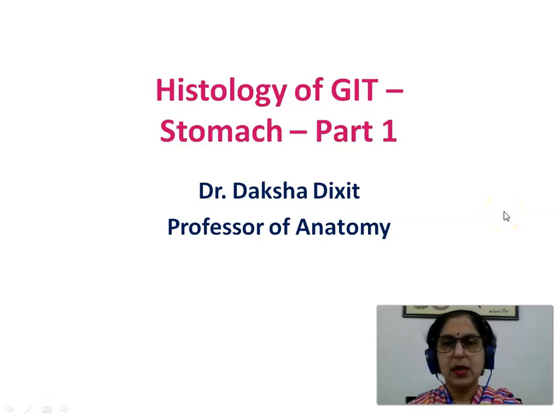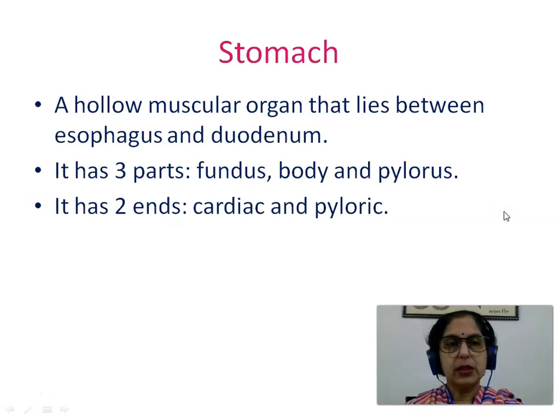Hello students, today we will be seeing the histology of stomach part 1, in which we will be studying the histology of the fundus part of the stomach. Now stomach is a hollow muscular organ that lies between the esophagus and duodenum, and it has three parts gross anatomically, that is the fundus, body and the pylorus.